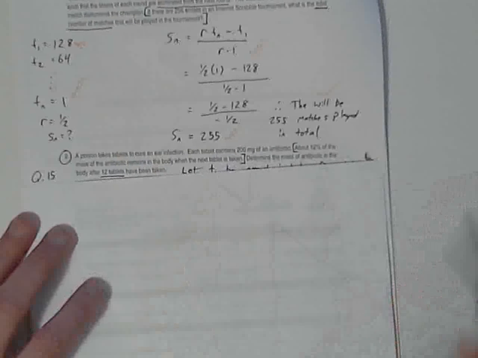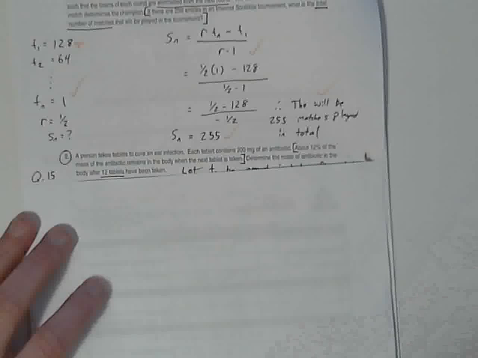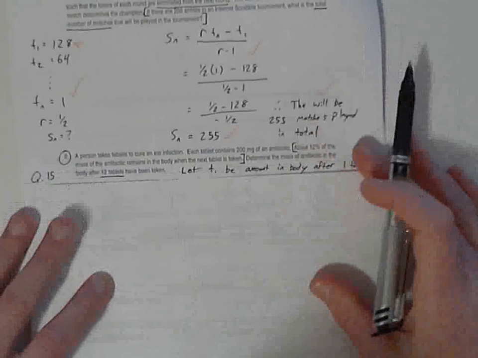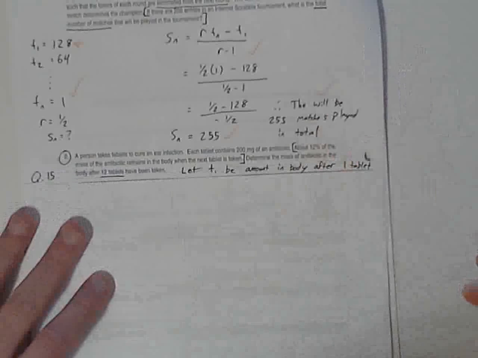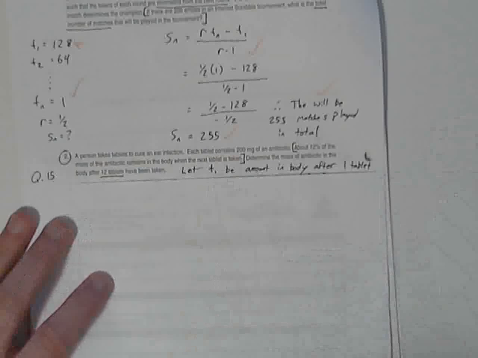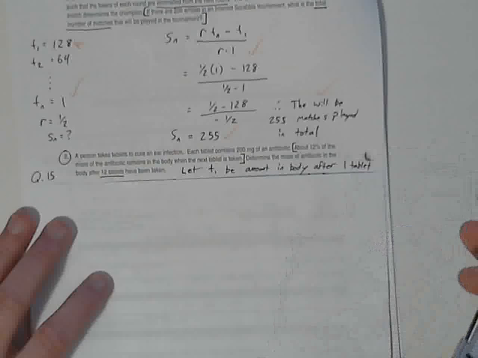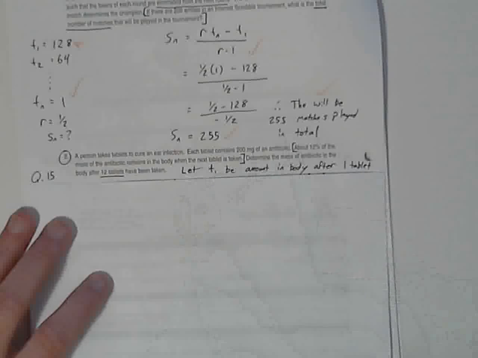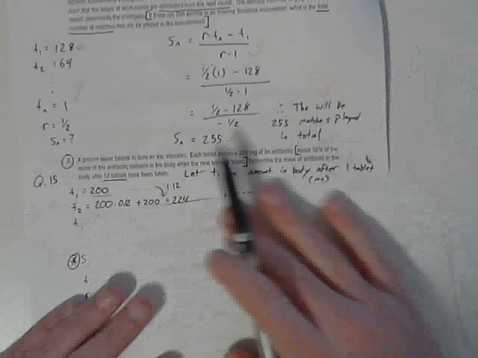So we need to actually define some variables here at the very start because nothing's really defined for us and it's not super obvious. So I'm going to say let T1 be the amount in the body after 1 tablet is taken. There are 2 different times you could be looking at it, like right before you take the next tablet or right after you take a tablet. I'm going to be talking about right after you take a tablet. T1 means you've just taken 1 tablet, so you have the entire amount in your body. So we've got to go step by step here. T1 equals 200. At time 1, you have 200 milligrams of it in your body.